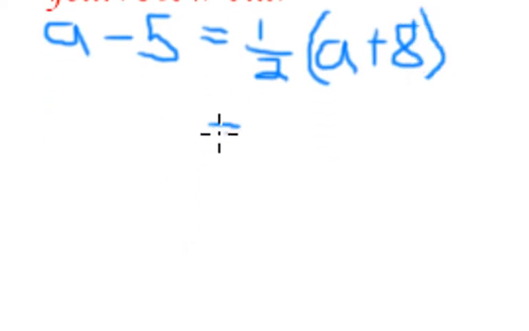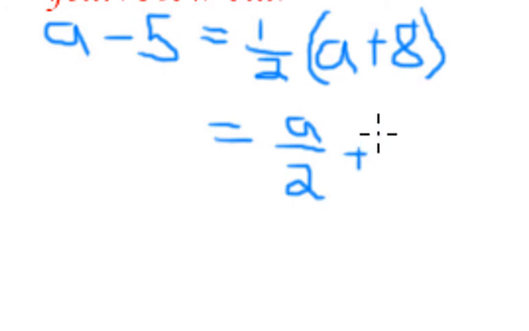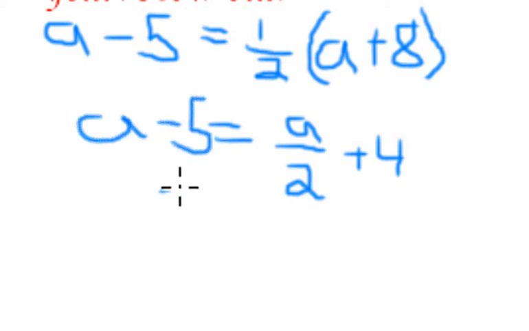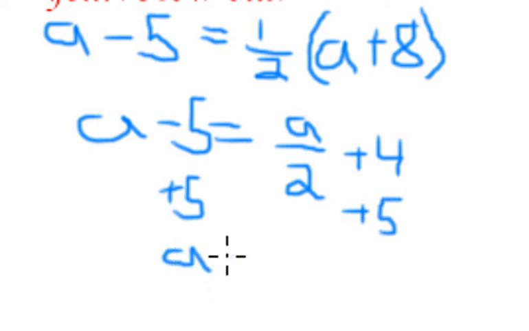So now I've made an equation with a variable on both sides, which can be solved using multiple processes involved in algebra. I'll distribute on the right side and get a over 2 plus 4. The a minus 5 stays alone. Nothing happens to it just yet. I'll then add 5 to both sides. I'll have a equals a over 2 plus 9 alone on the right side.